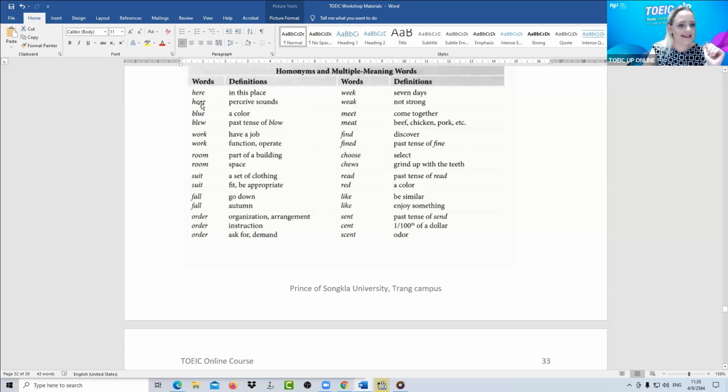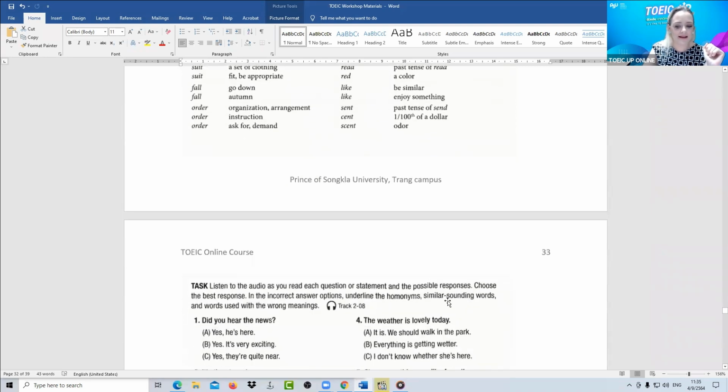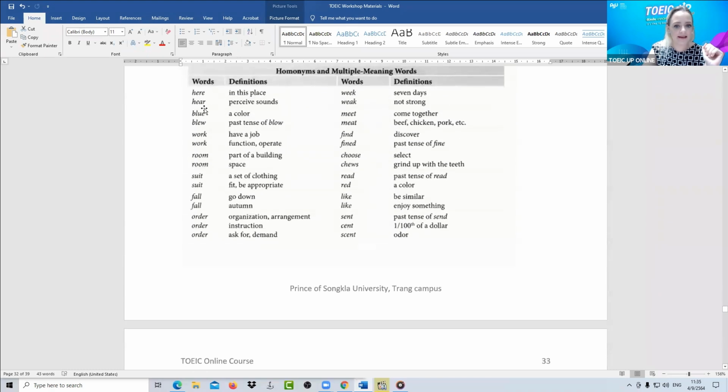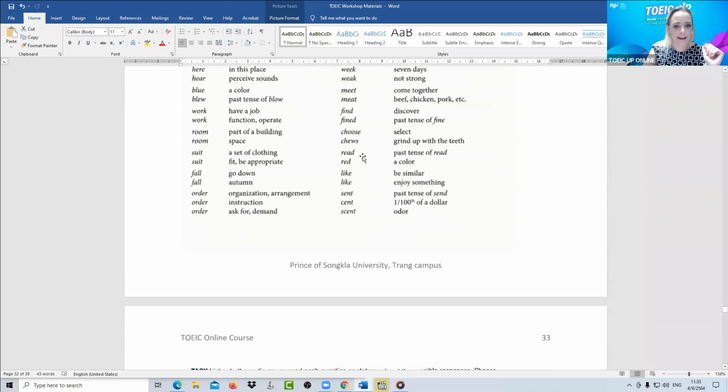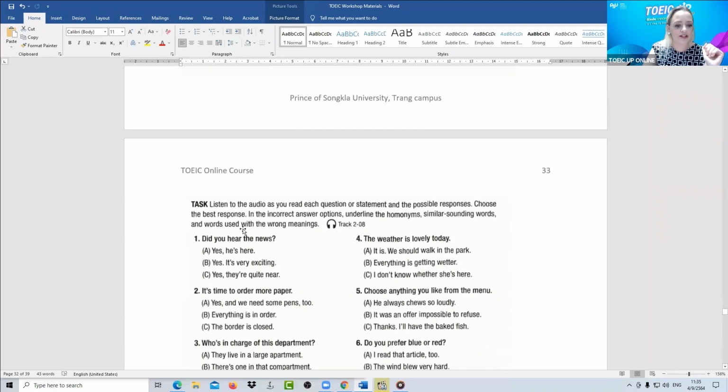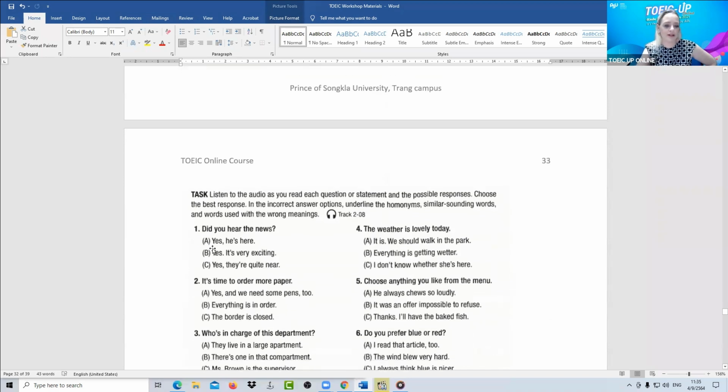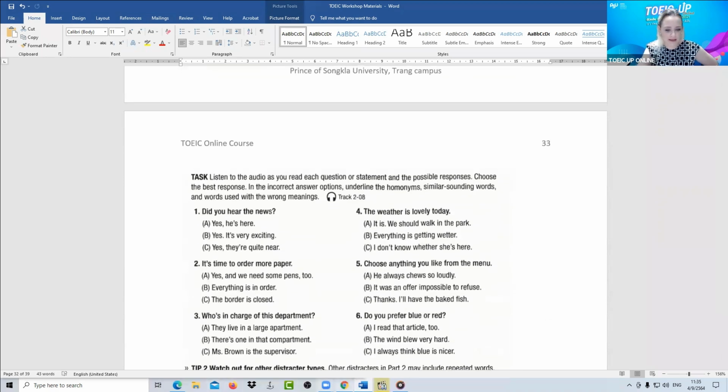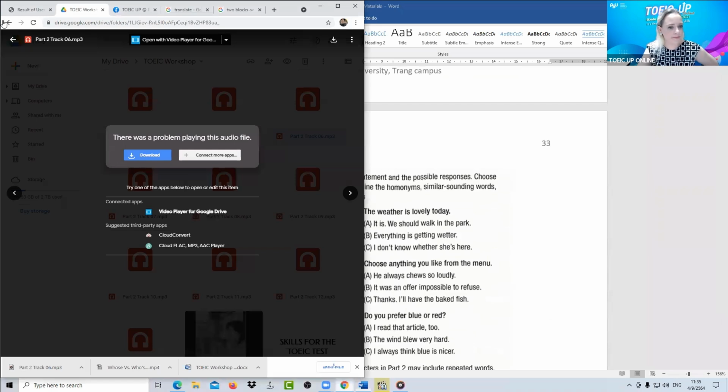Here and hear are similar sounding words. Okay. Similar sounding and words used with the wrong meanings. So listen to the audio and then underline homonyms, similar sounding words, and words with the wrong meanings. Here we go. Here's the audio.